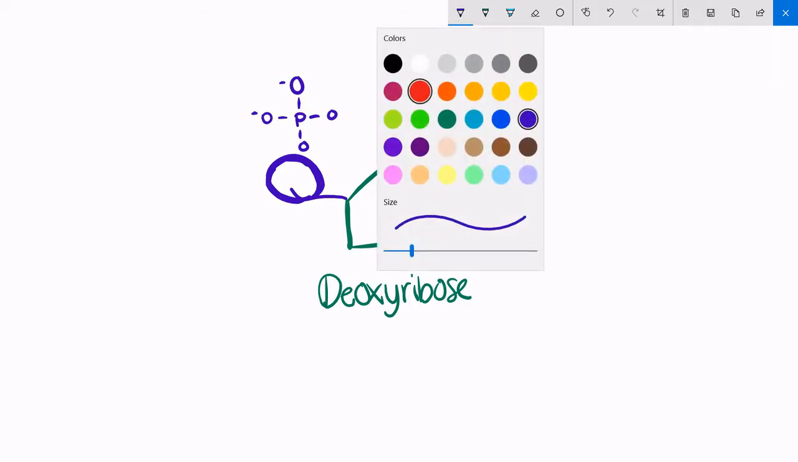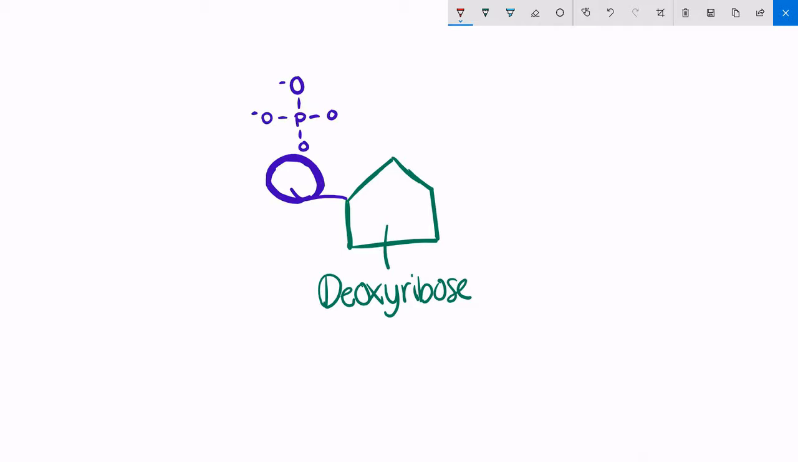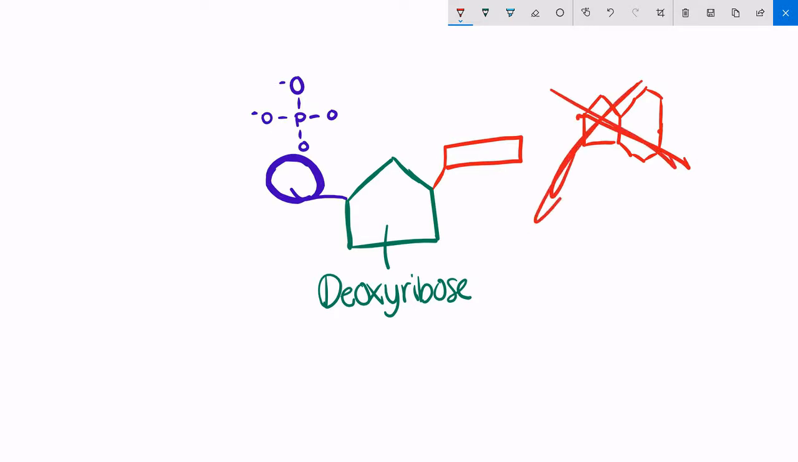And then we have our nitrogenous base, which in this case I'll draw it like this. But sometimes it'll be drawn like this. That's my attempt at a hexagon. So, this is what the basic structure of a nucleotide is.